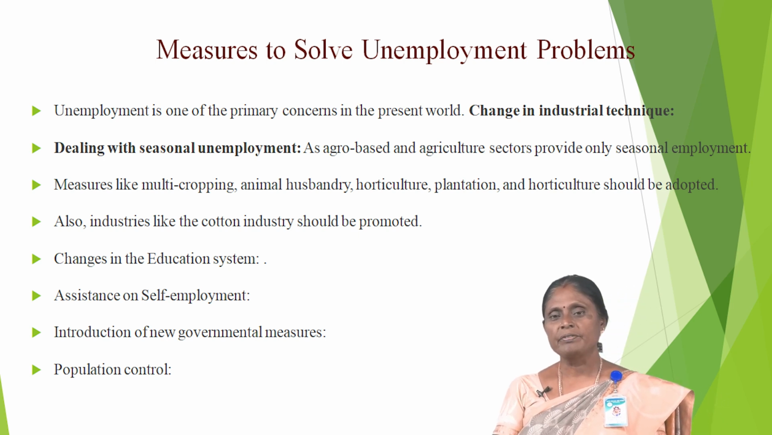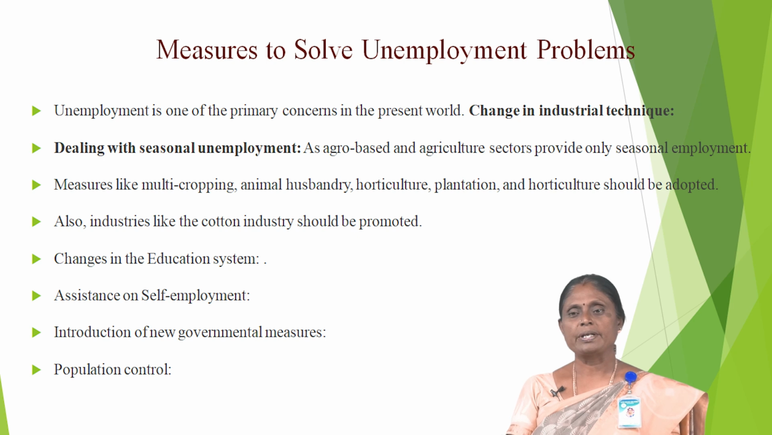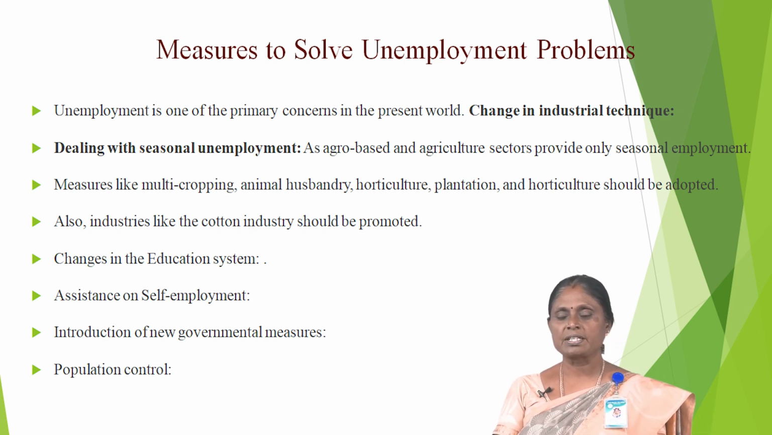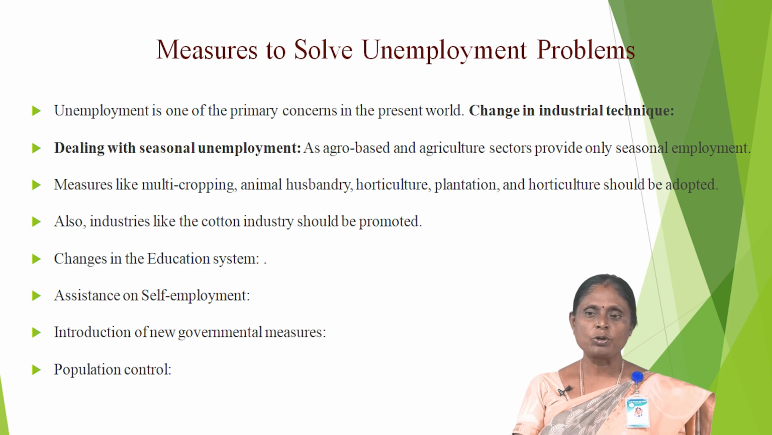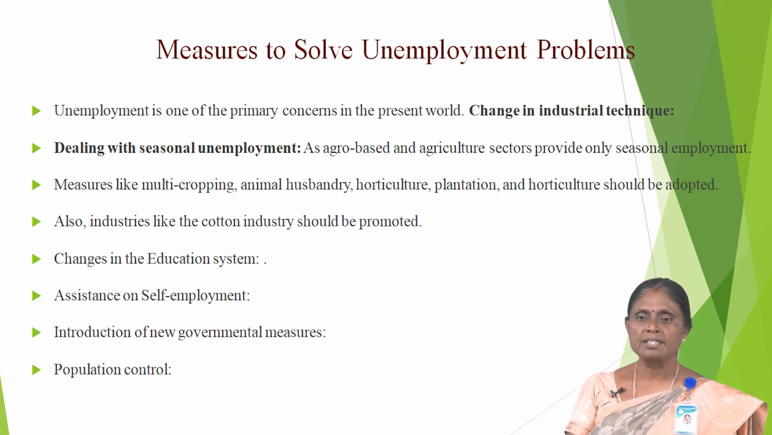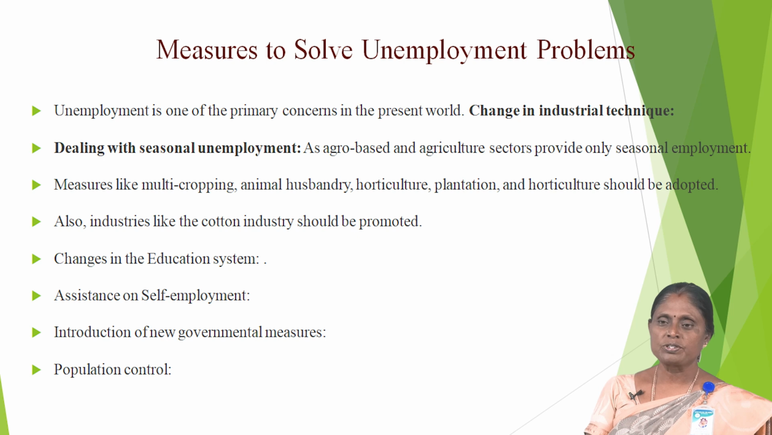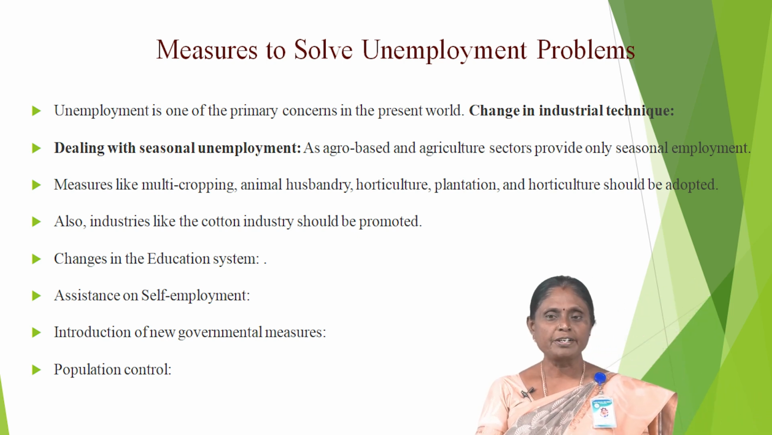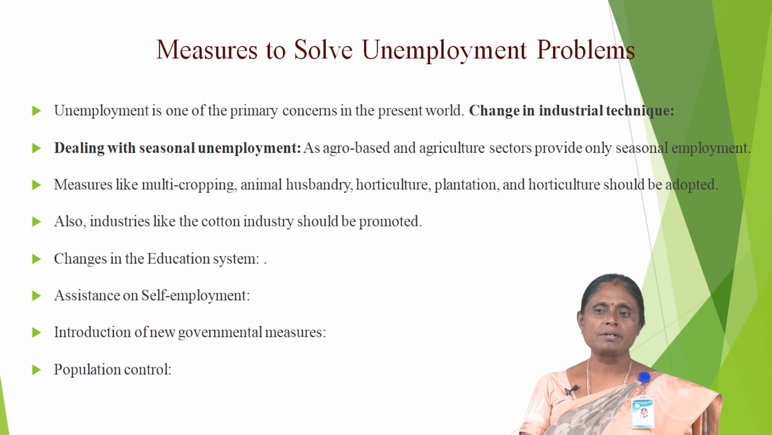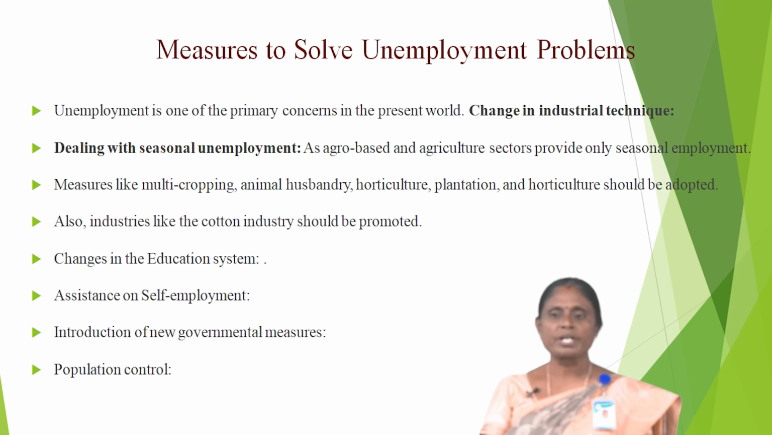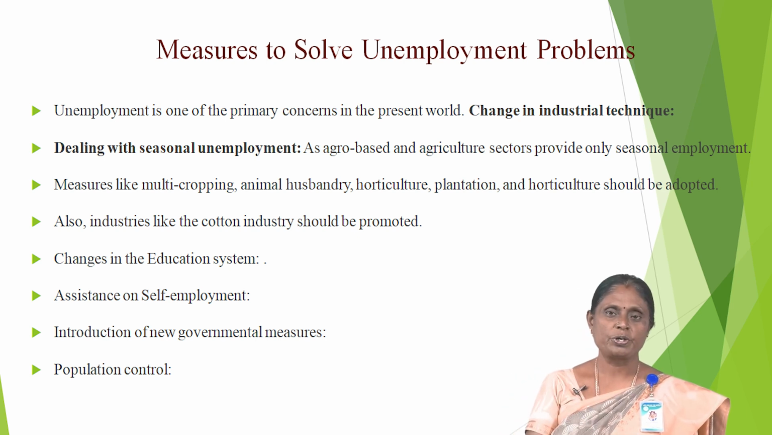Next, dealing with seasonal unemployment. So, seasonal unemployment means in the agricultural sector. As agro-based and agricultural sectors provide only seasonal employment, see, what are the measures? Multi-cropping, animal husbandry, horticulture and plantation should be adapted. Okay, so also industries like the cotton industry should be promoted.